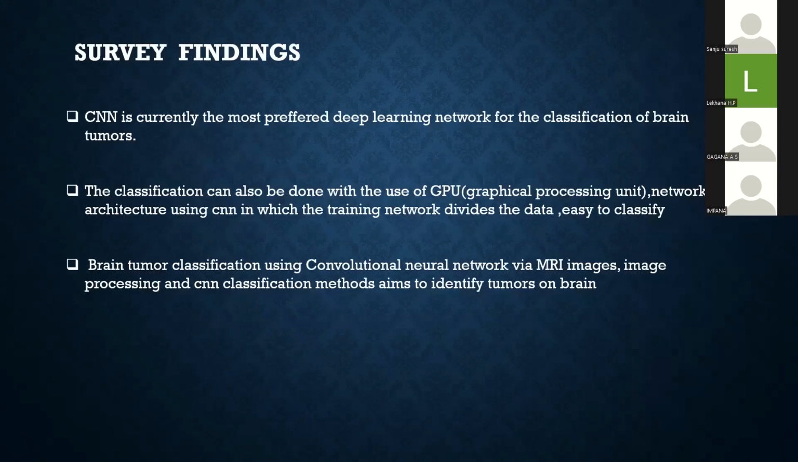Survey findings. We find the most important things in this survey. The CNN is currently the most preferred deep learning method for the classification of brain tumor because CNN generates networks in a hierarchical manner, so this is the simplest and easiest way for classification of brain tumor. Then we can use GPU network architecture in CNN, which can also train the network and divide the data easily to classify. Brain tumor classification using CNN via MRI image processing and CNN classification methods aims to identify the tumors and classify them as primary and secondary. Thank you.